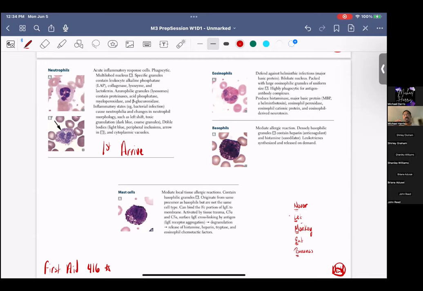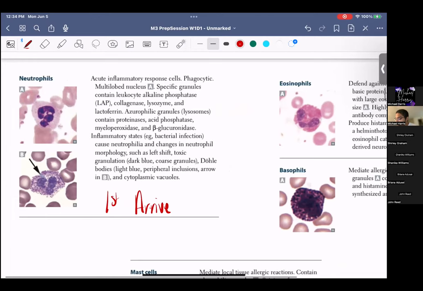So they really hammer this to you, where you see certain cells. And the first thing that shows up is neutrophils. Okay? 100% all the time. All the time. Okay? I cannot stress that any more than what I just did.